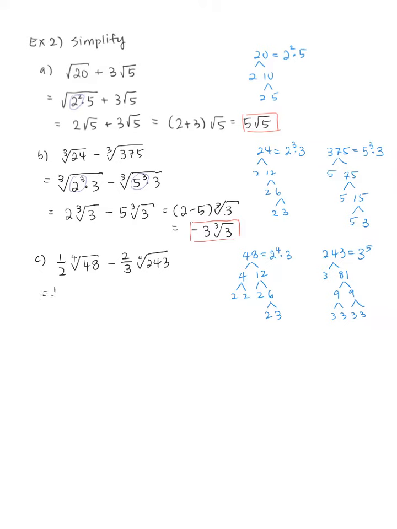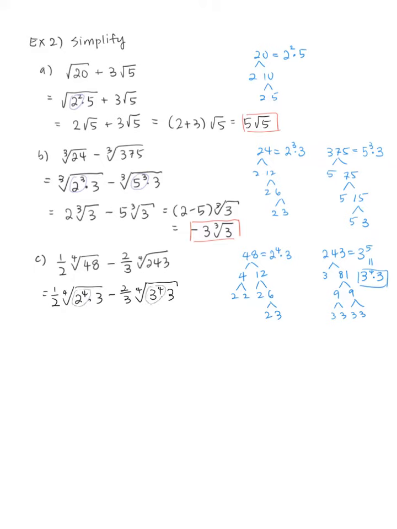Alright, so now let's break it down. So this is the same thing as 1/2 times the 4th root of 2 to the 4th times 3, and then minus 2/3 times the 4th root of 3 to the 5th. But what we're doing is we're looking for a perfect fourth. So I'm going to break down 3 to the 5th into 3 to the 4th times 3. Now I'm going to circle the perfect one.